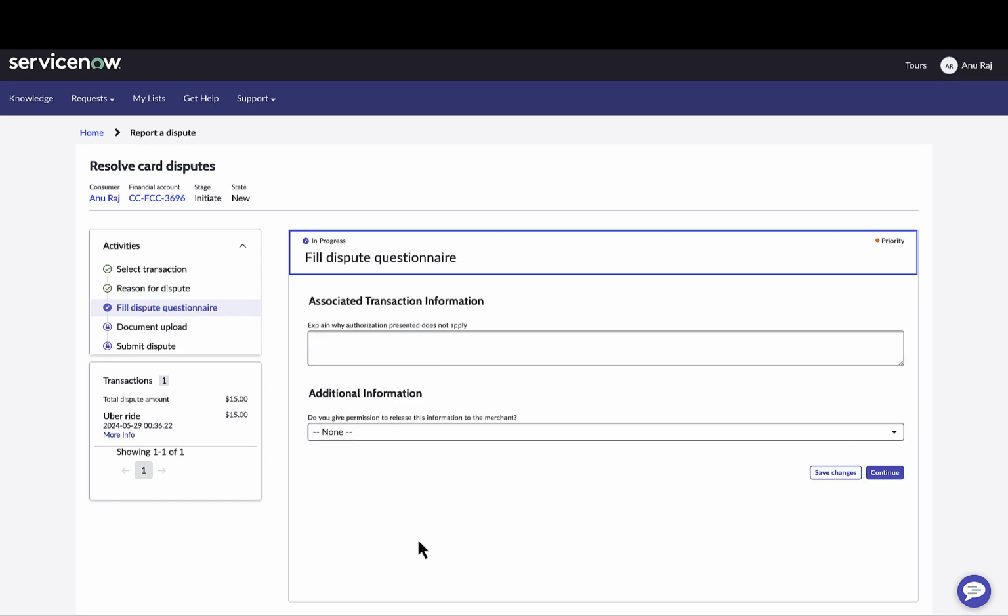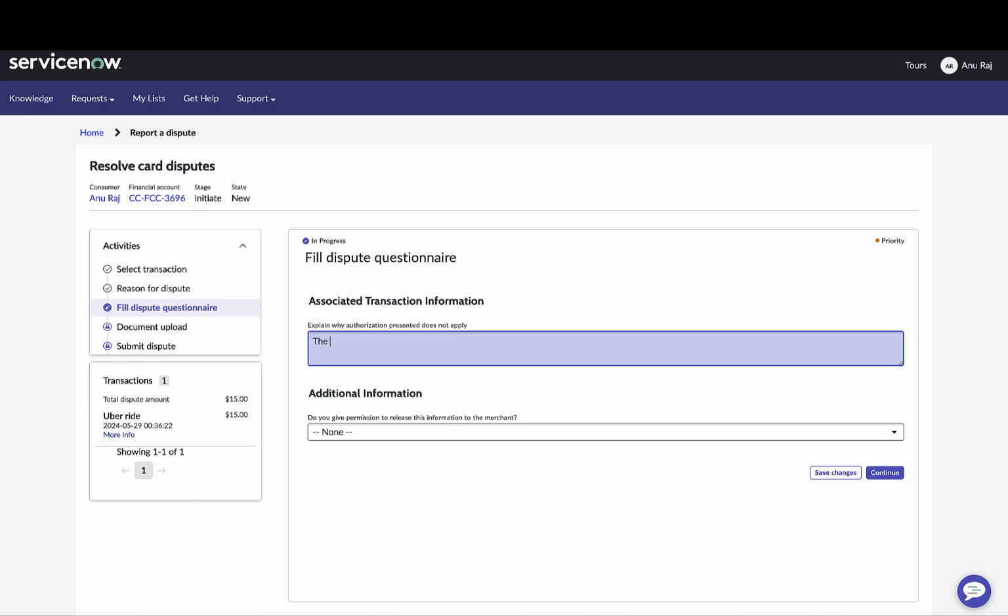Next, it moves to the disputes-related questionnaire we have built out. As you can see, we're only capturing information from the cardholder for fields that are required from them. Fields that can be auto-populated from other systems or by the agent are not presented to the end user here for simplicity.